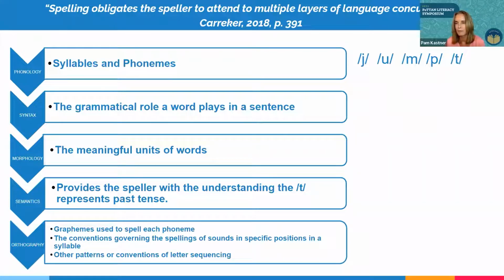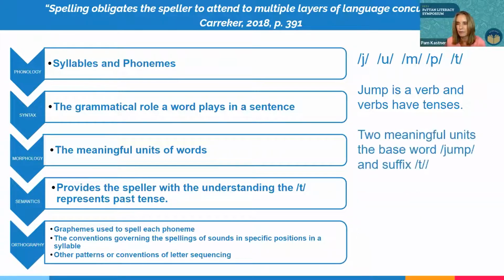In order to map graphemes onto phonemes, we need to be able to analyze all the speech sounds within a word and in the correct sequence. Also, we need to know the syntax, the grammar. How is this word used? And jump, in a grammatical sense, is a verb. And we know that verbs have tenses. And in this case, this is a past tense word.